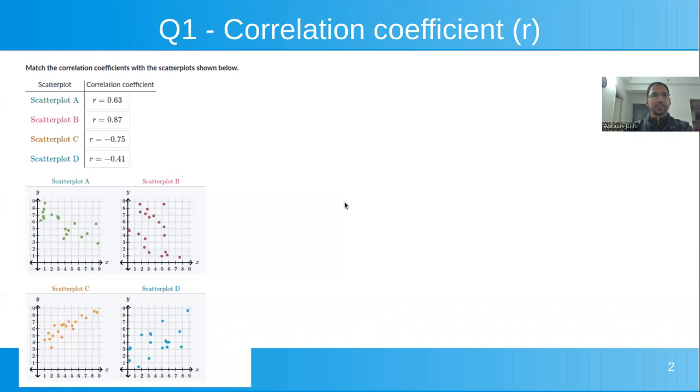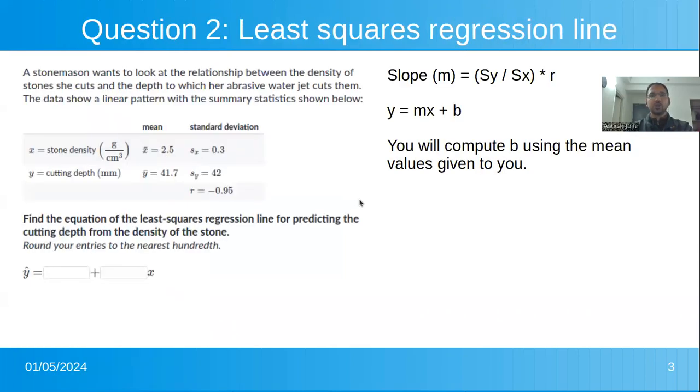And the next question is on the least squares regression line. This question seeks to ask you if you know how to form a least squares regression line if the standard deviations of the two variables are given to you, and if you know what the means of those variables are. So over here on the right hand side, you are seeing the formula.